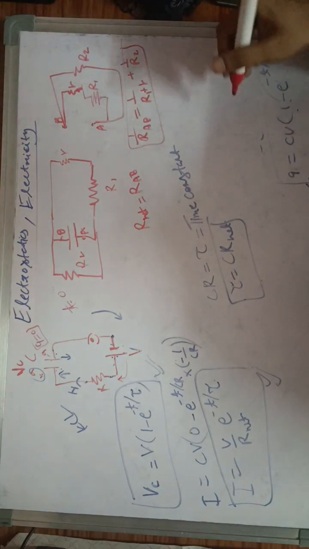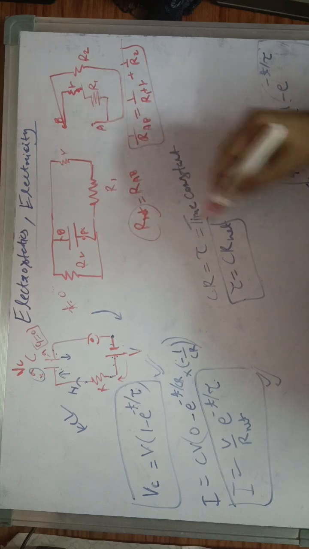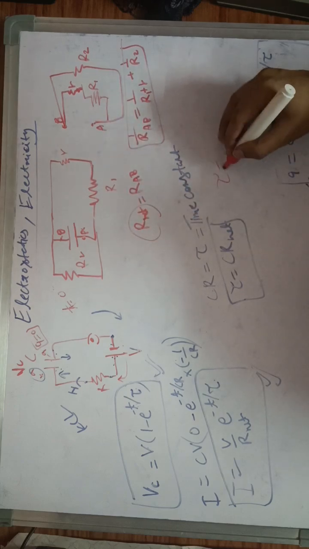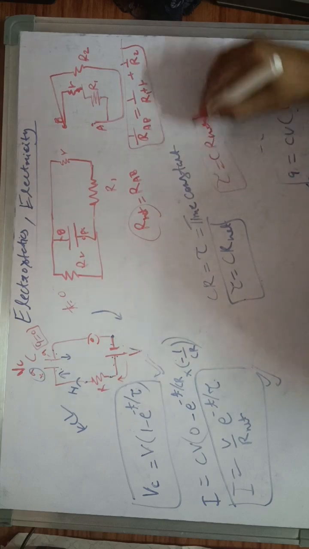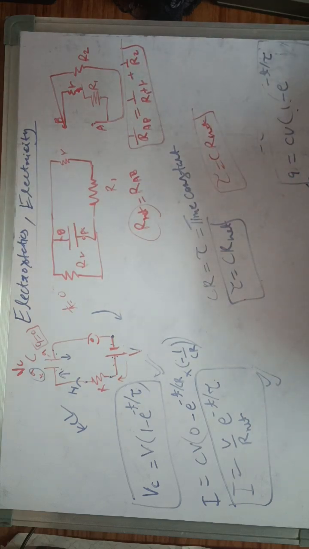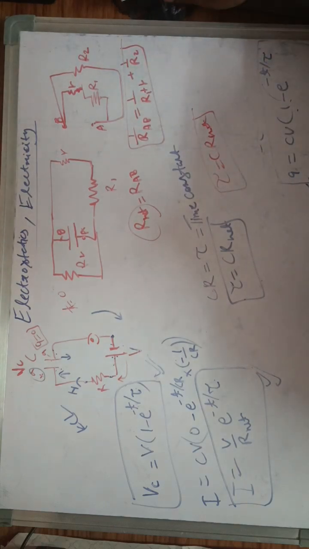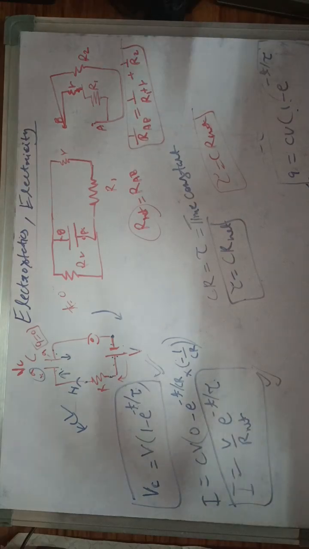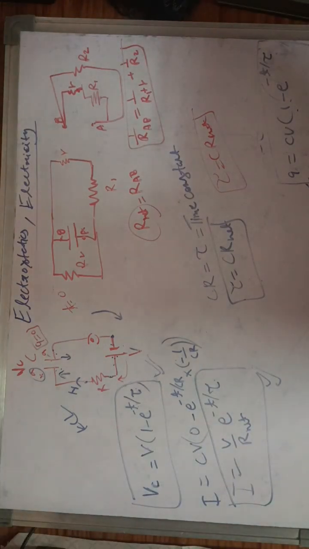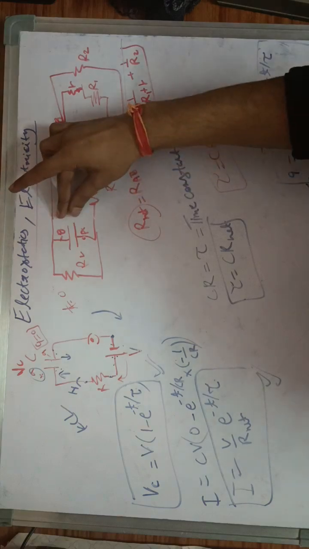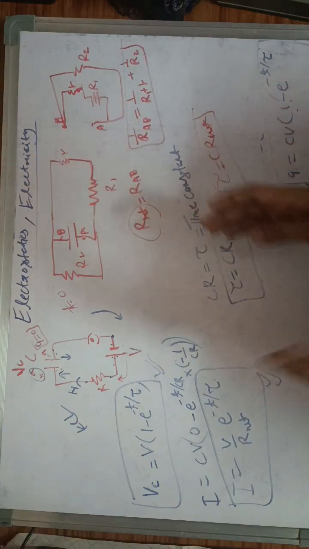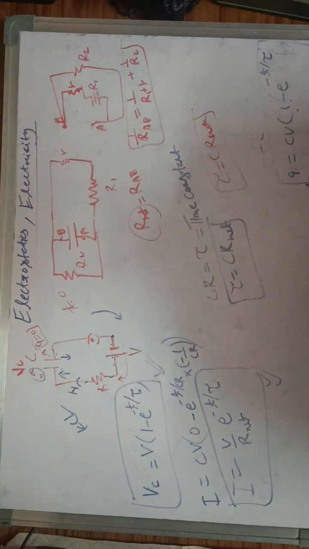And this R net will give this tau. Tau is equal to C times this R net value. That's it. And if we are given two capacitors here in series or let's say parallel, then we will take the combination of the capacitors.